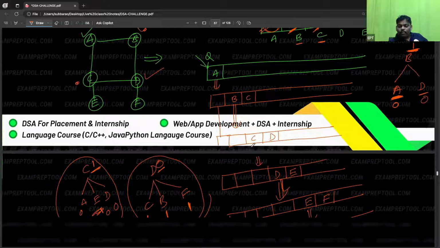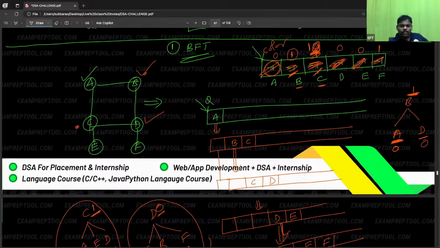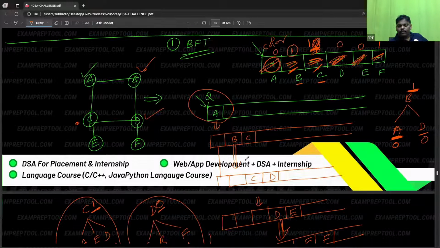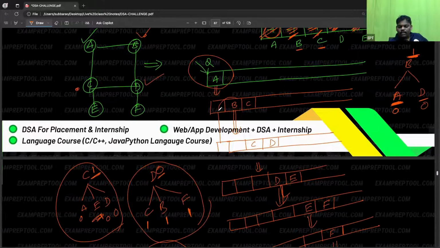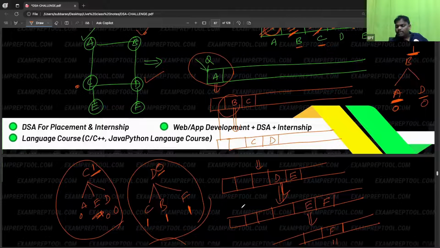What is the meaning of BFT? A followed by all of A's adjacent people. A followed by A's adjacent what? B, C. See, A went out, its children B and C came. Right? B went out, its children, which are new people, D came. Actually, B's adjacent is going to be A and D. A is already completed, so no need to take the same person again and again.